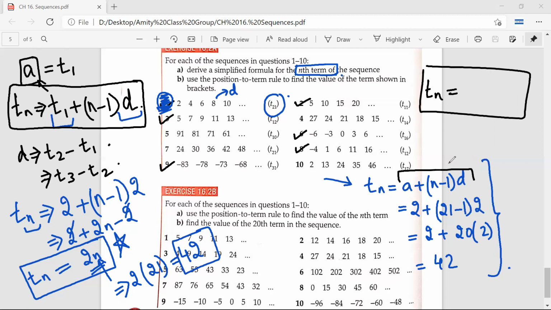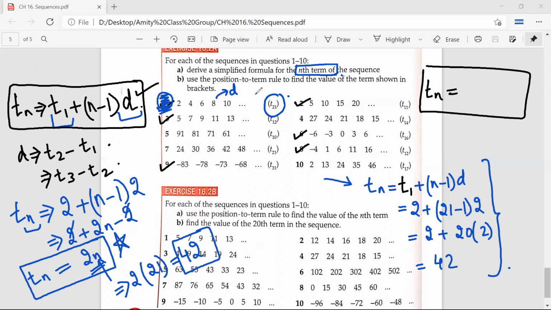Aishwarya ji? Yeah, I got it. Arey bhai, if you are getting confused, what I'll do is I'll stop writing A. I got what you mean. So if you're getting confused, I won't write A. I will just write Tn is equal to T1 plus n minus 1 into D.